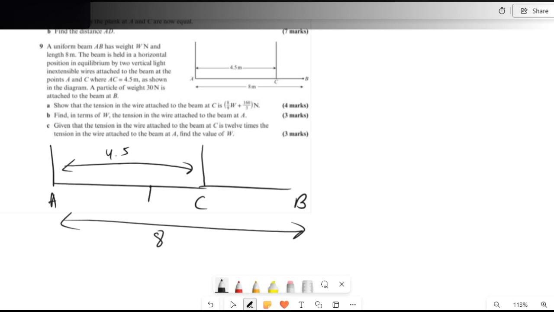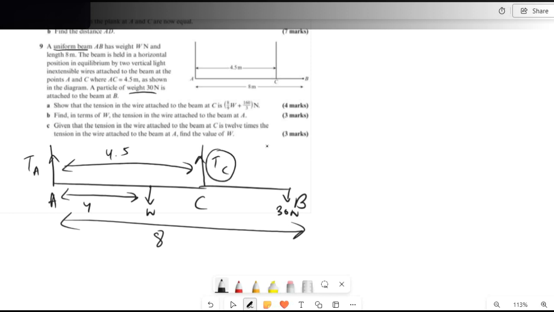Similarly, there will be weight of the whole beam, which is W, and since it is uniform, we can say that the center of mass will be exactly at the midpoint of AB. So this distance will be 4 meters, and there will be a tension at A, which is TA, and a tension at C, which is TC. And we know that there is a weight of 30 newtons attached to B. So this is going to be 30 newtons. So we have to find the value of the tension at C.